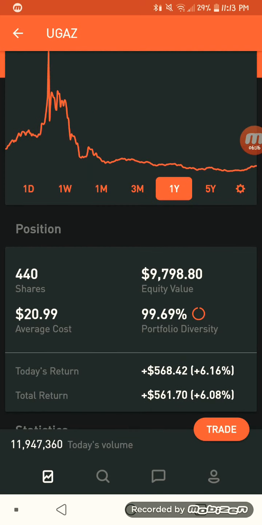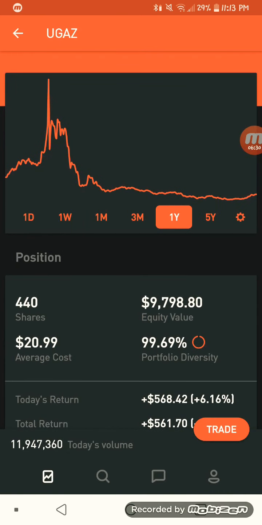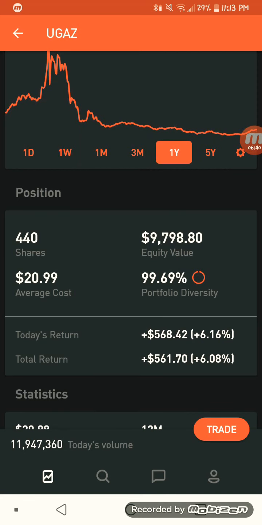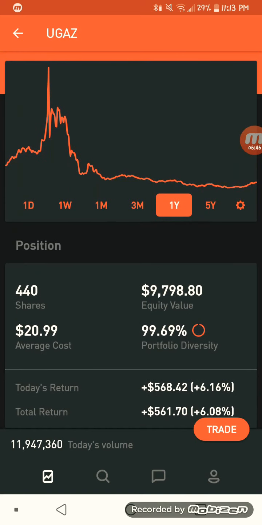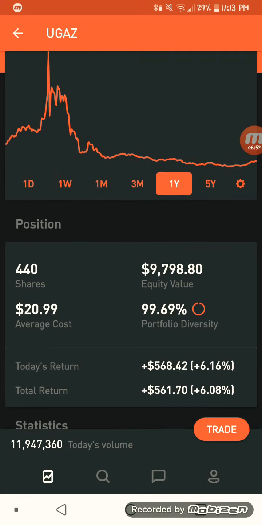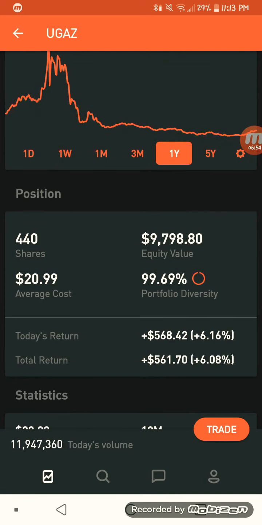Your equity value is not how much you have invested into the stock, but how much it's valued at the moment. So if I sold 440 shares at the current price, it is valued at $9,798. I might have put in only $8,000, but my equity value is higher. Then the portfolio diversity: how much of your portfolio do you have invested into the stock? Basically all of it, 99.69%.